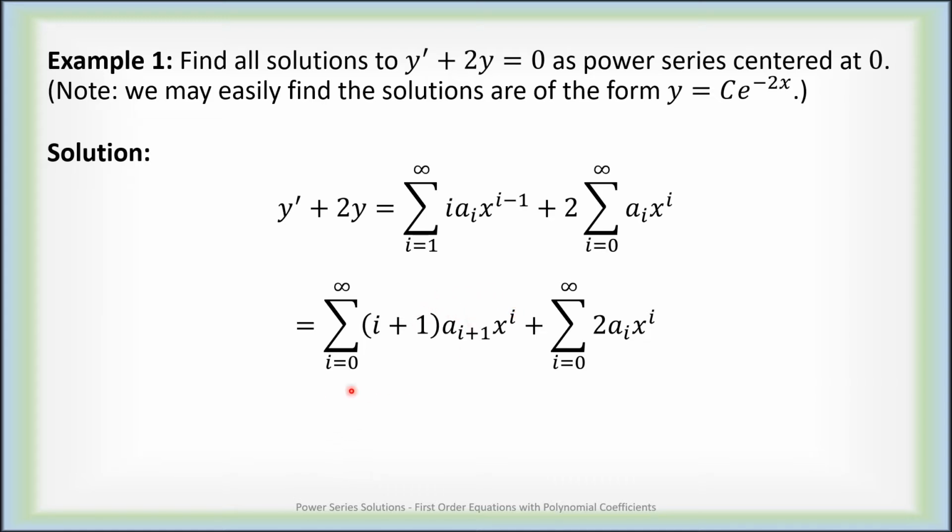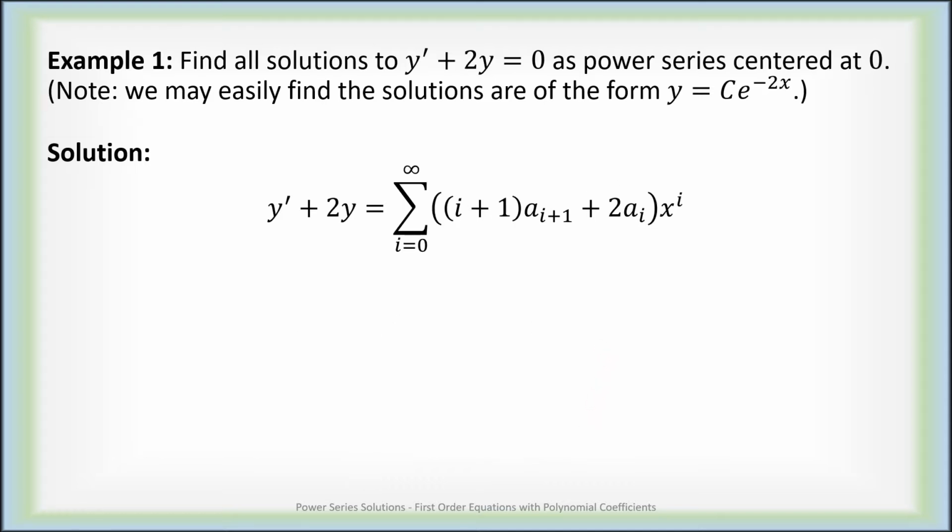But now, both of these series go from index 0 to infinity, and they both have the same power of x. So we can combine these two power series pretty nicely. We add the two power series together and factor out the common term of x to the i. So we just have a single power series going from 0 to infinity. Here is x to the i, so this is now a power series in x in nice proper terms. But our coefficient is no longer just a_i, it's (i plus 1) a_{i+1}. That's coming from this power series here. Plus 2a_i, and that's coming from this power series here. So here is our power series for y prime plus 2y.